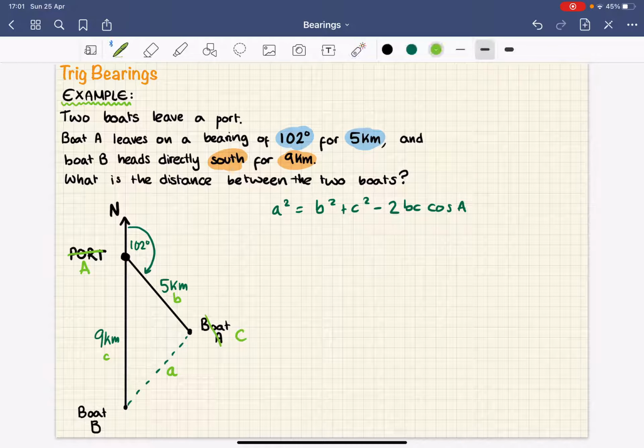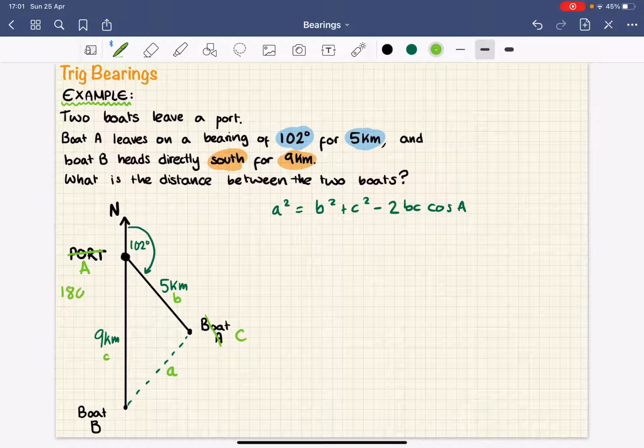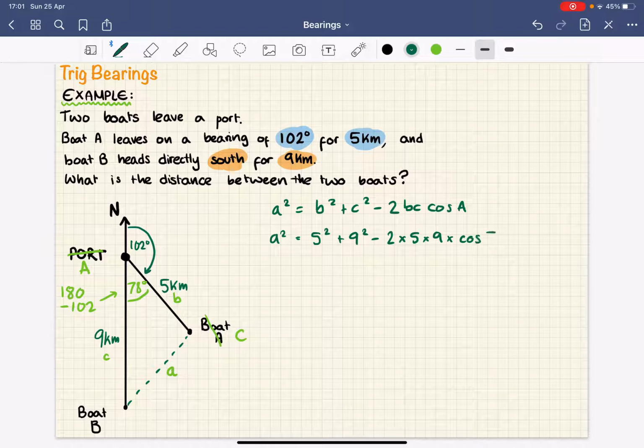However, we can make use of it in order to find out what that angle is going to be. Because remember, this is a straight line. And angles on a straight line add up to 180 degrees. So I'm going to have 180 take away that 102. And therefore, that means this angle in here is going to be 78 degrees. So then substituting all of that into my formula, it's going to be 5 squared plus 9 squared minus 2 times 5 times 9 times that cos 78.